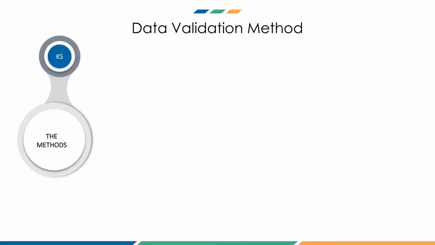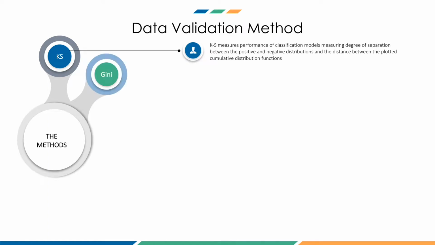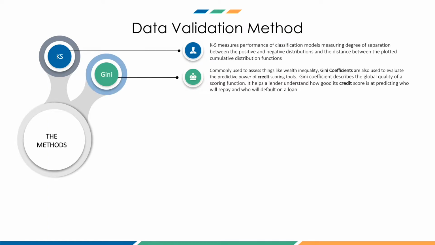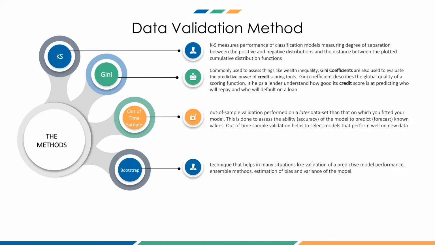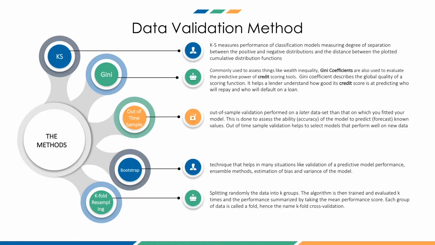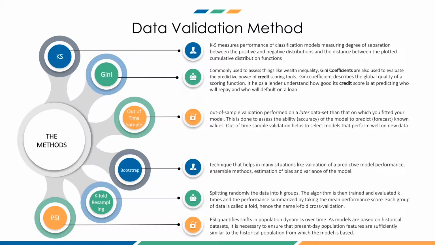There are 6 main concepts of data validation which we will evaluate. First, the Kolmogorov-Smirnov model, also called KS. Second, the Gini model. Third, the out-of-time sample model. Fourth, the bootstrapping model. Fifth, the k-fold resampling model. And lastly, the population stability index model.